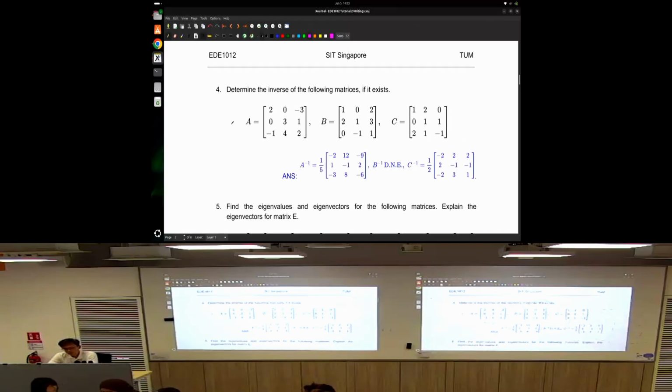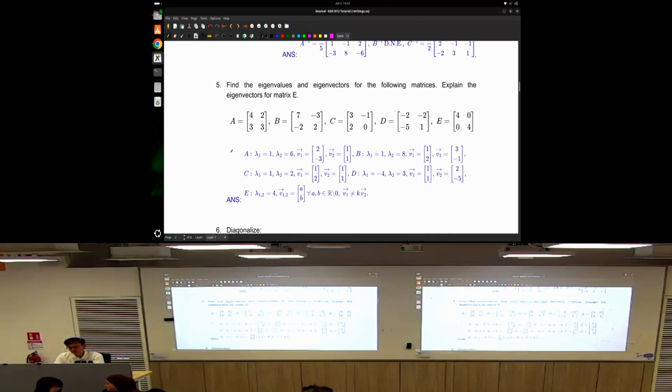Question 4. Determine whether the inverses of the following matrices exist and find the inverses if they exist. So A inverse exists, B inverse doesn't exist, C inverse exists as well. Do I need to do any of them? No need? Good. This one DIY. Question 5. Find the eigenvalues and eigenvectors for the 5 matrices here. Do I need to do any? Okay, so maybe I'll do E and explain why the answer is written as such.